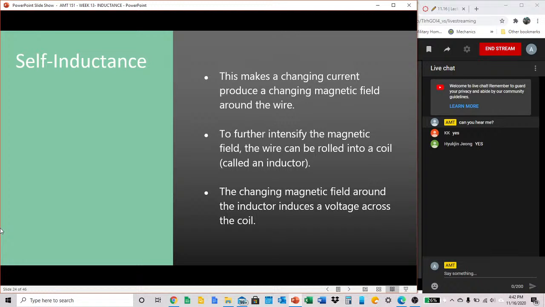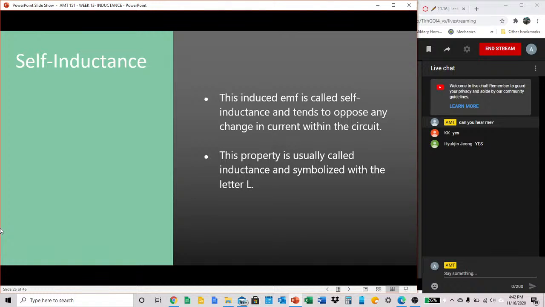To further intensify the magnetic field, the wire can be rolled into a coil called an inductor. The changing magnetic field around the inductor induces a voltage across the coil. This induced EMF is called self-inductance and tends to oppose any change in current within the circuit. This property is usually called inductance and is symbolized with the letter L, capital L.